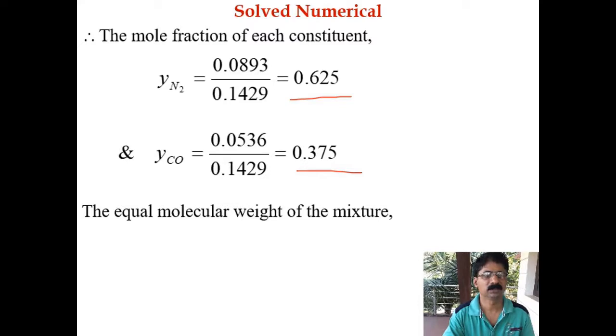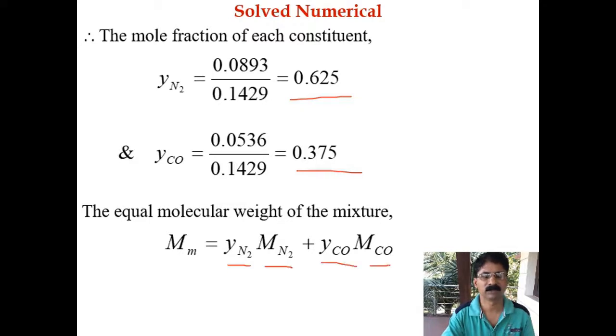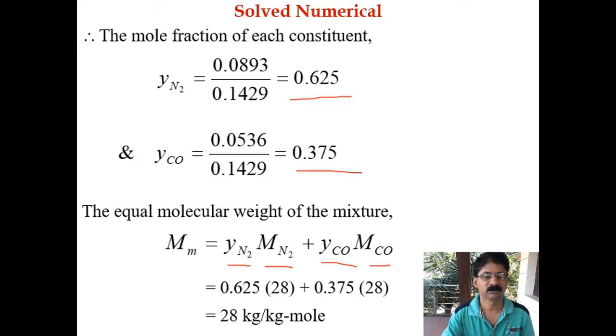Now the equivalent molecular weight of the mixture. So molecular weight of the mixture is given by mole fraction of N2 into molecular weight of N2 plus mole fraction of CO into molecular weight of CO. So if you substitute, you will get the equivalent molecular weight of the mixture as 28 kg per kg mole.